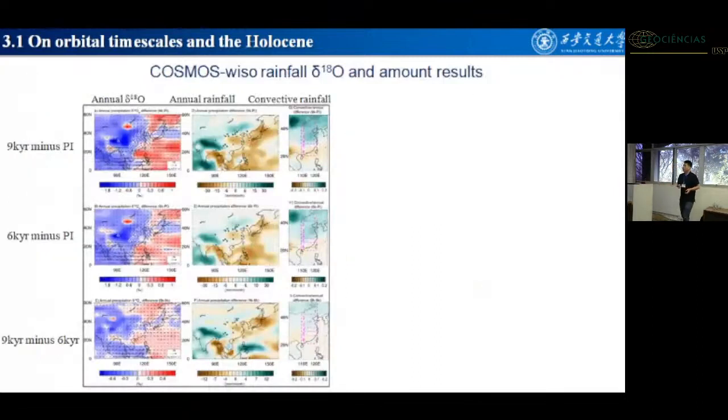From this view, we also use isotope-enabled modeling results. It shows that for δ18O values at the large scale, when the insolation is strong, it means the monsoon is strong. The large-scale precipitation δ18O is lower. But for rainfall, North China is wet and South China is dry. So it's different from precipitation δ18O.